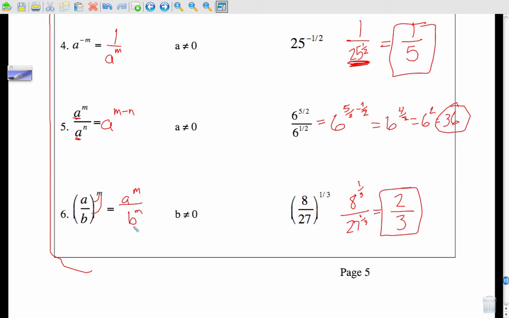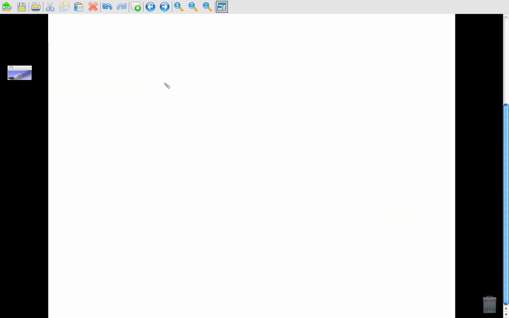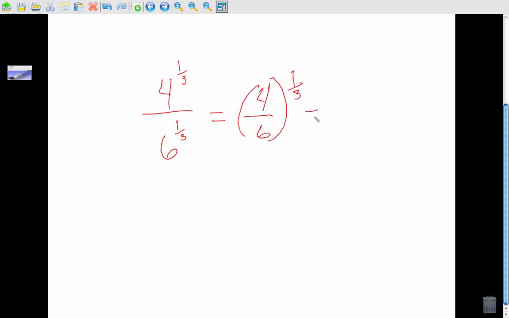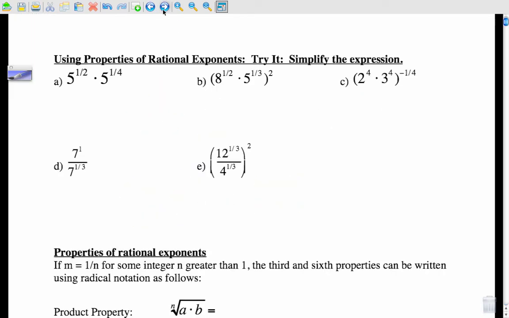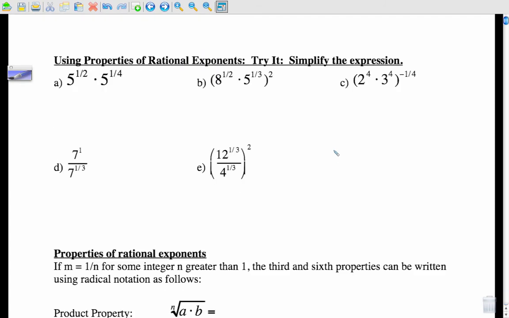This rule also applies backwards, meaning if you had two different bases to the same power, you can put them together. Like if I had 4 to the 1/3 all over 6 to the 1/3, I can put these together to be 4 over 6 to the 1/3. So not only can you split them, but you can also put them together. 2/3 to the 1/3. That is legal. So let's take a look at some examples.